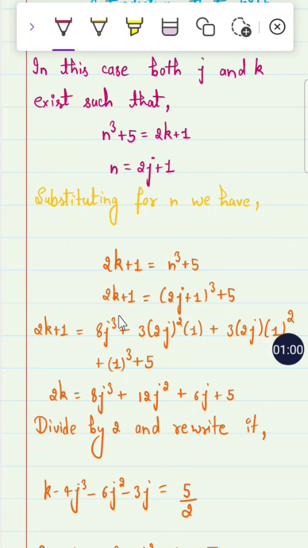Now after solving this, 2k plus 1 equals 8j cube plus 3 into (2j) square into 1 plus 3 into 2j into 1 square plus 1 cube, plus 5. Right, it is 8j cube plus 12j square plus 6j plus 5. Now by dividing by 2 and rewriting it, it becomes k minus 4j cube minus 6j square minus 3j, which equals 5 by 2.